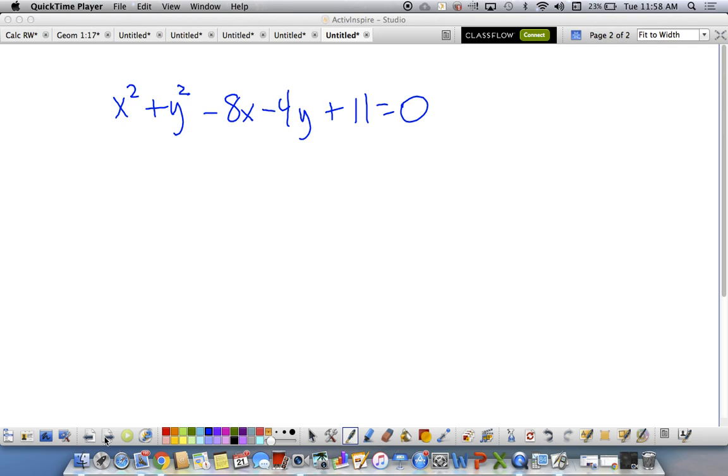Move. So can we rearrange things? Yeah. So can I do x squared minus 8x, put the x's together, and then a y squared minus 4y?